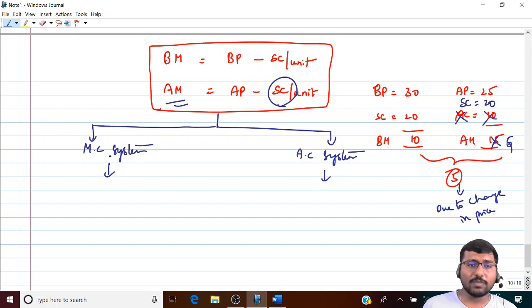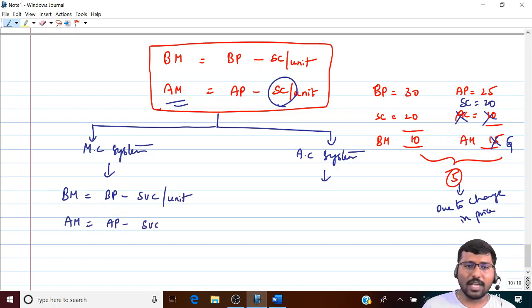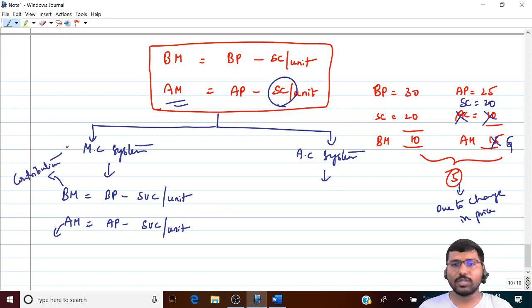Very simple. As per the marginal costing system, your budgeted margin will be budgeted selling price minus standard variable cost per unit, and your actual margin will be actual selling price minus standard variable cost per unit. So it is going to be contribution. These two are contribution as per the marginal costing system. So your margin will be contribution.